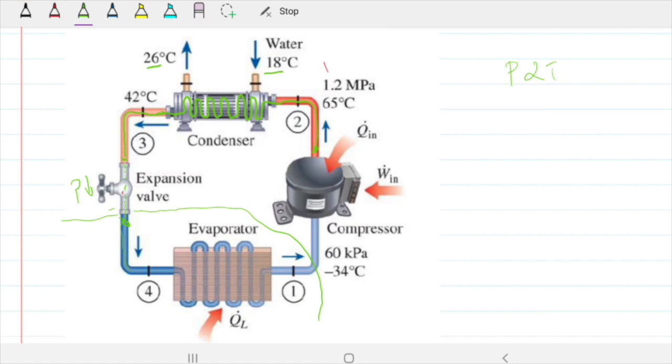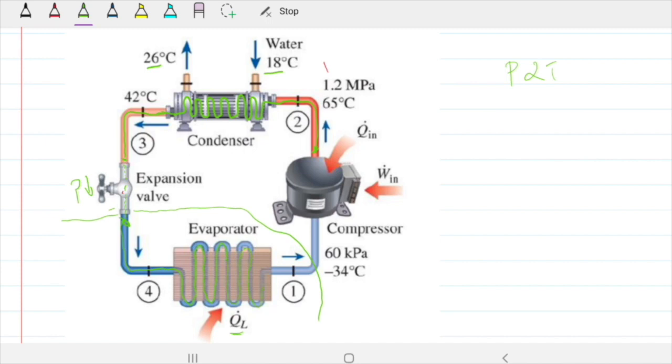So this cold fluid is going to go through an evaporator. Now the evaporator, like the name says, is going to evaporate the fluid that's going through it. As it's evaporating, it's gaining heat, because it's at a lower temperature than the chamber or the space we want to cool, so it's going to take away heat from that space. It's going to take away energy, right? That's what QL is representing right there.